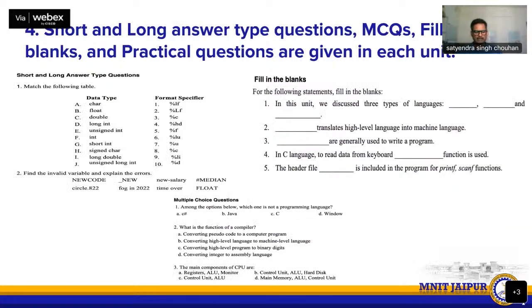Since this is an outcome based implementation, throughout the book the assessment was done keeping in mind Bloom's taxonomy. Outcome-based assessment was done using various assessment techniques, having short and long type answers, MCQs, fill in the blanks. There are various practical questions at the end of each chapter, and the answers of these exercises are also given at the end of each unit.